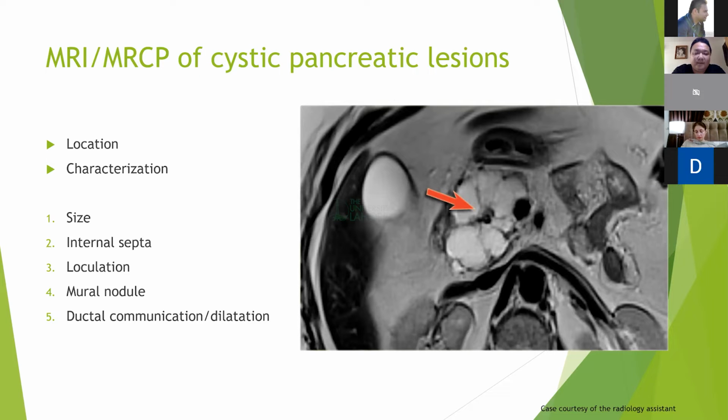On MRI, MRCP is a great modality to characterize cystic lesions because it provides much more detail than ultrasound and CT regarding ductal communication, septa, locules, mural nodules, and many other things that will not be seen on ultrasound or CT imaging.